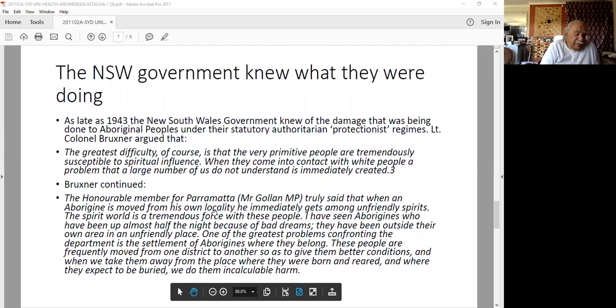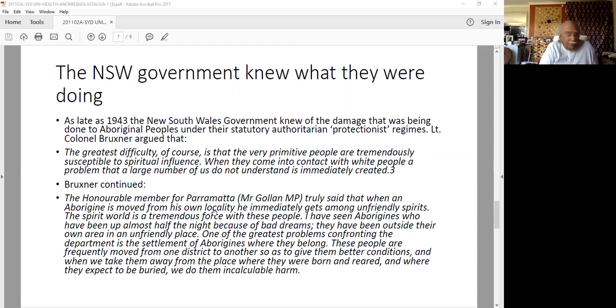So the New South Wales government knew what they were doing. I put this here because this is what was said in 1943 in a parliamentary debate when they changed the Aboriginal Protection Board Act to the New South Wales Aboriginal Welfare Board. And this is what a bloke called Lieutenant Colonel Bruxner said in Parliament.